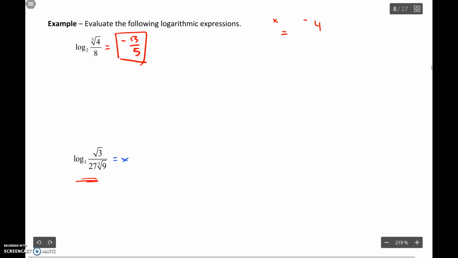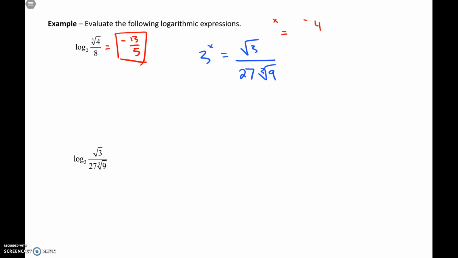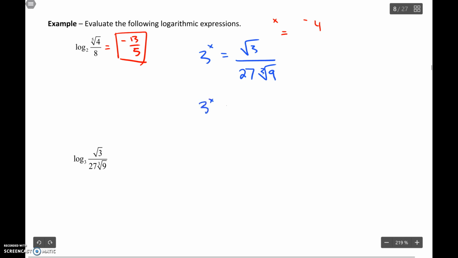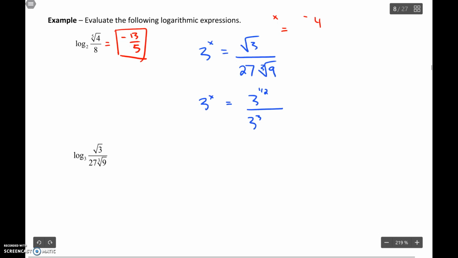I'm going to say this is equal to x. So 3 to what power gives me the square root of 3 over 27 times the cube root of 9? What base can I get all of those to? Base 3. 3 to the x, done. 3 to the 1/2, done. 3 to the 3rd. And we want to do this in 2 steps. 9 is going to be 3 squared. And then I'm taking the cube root of 3 squared. I'm going to do it in 1 step. That's 3 to the 2/3 power.